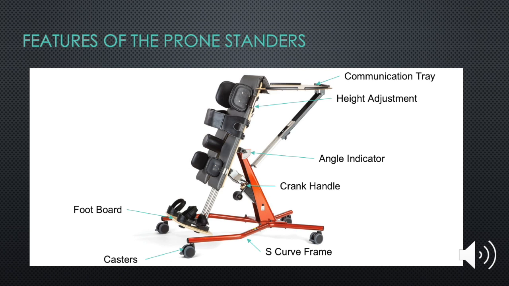You also have a height adjustment here that allows the stander to be adjusted height-wise. You have an angle indicator that just indicates the angle of the stander. You have a crank handle here that moves the stander to a horizontal position. You have a footboard here that allows the student to be supported on their feet. You have casters that will lock the wheels.